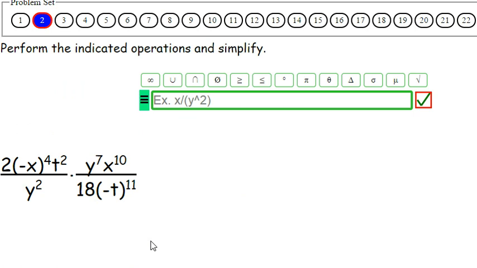We got 2 times negative x to the 4th times t squared over y squared, times y to the 7th x to the 10th over 18 times negative t raised to the 11th power. Alright, but I got that. So 2 times negative x to the 4th and t squared.